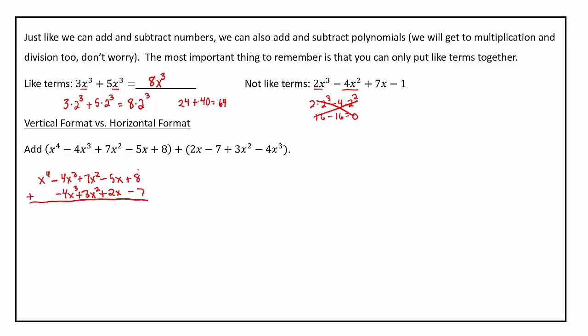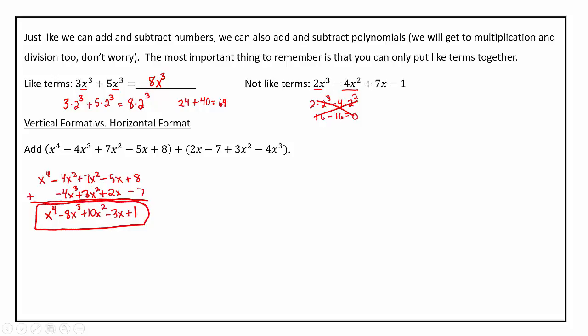And then now we're ready to just add vertically like we do with numbers. We can do 8 plus negative 7, which is a positive 1. We can do negative 5x plus 2x, which is negative 3x. We can do 7x squared plus 3x squared, which is 10x squared. Negative 4x cubed plus negative 4x cubed. Those don't cancel each other out. They are both negative, so we add and keep the sign. This x to the 4th doesn't have anything to add with, so it just gets to drop down. And so this would be our answer.